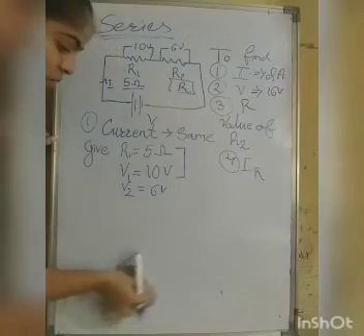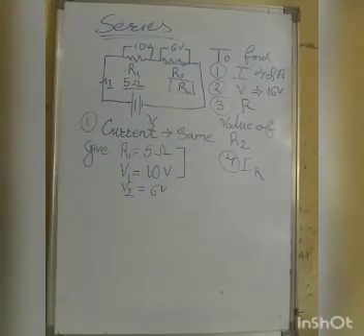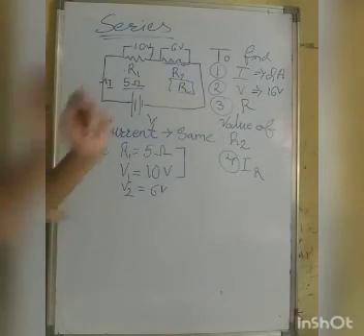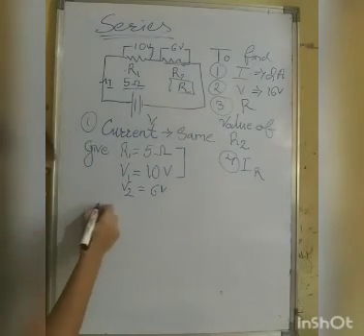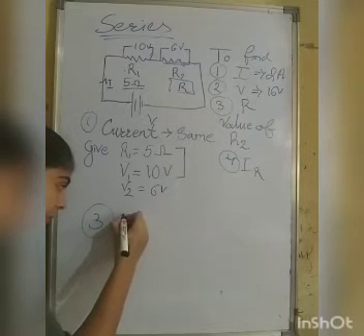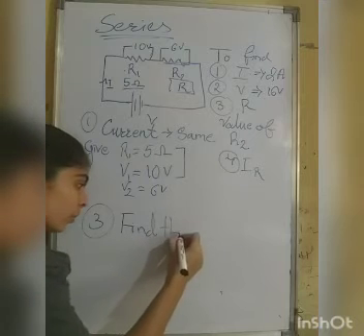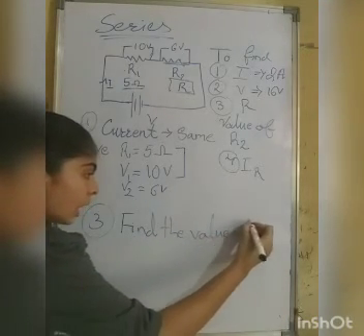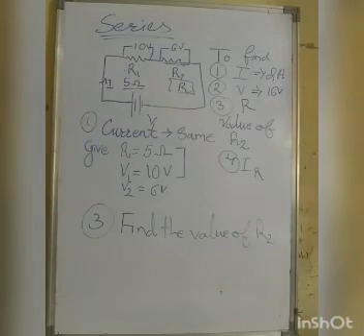Now how will you find out? You are supposed to find out the value of this resistance. How will you find out? You have voltage. You also have the current. You just now found it. How much was it? 2 amperes. So that's it. You can find out. So the third part is to find the value of R2.